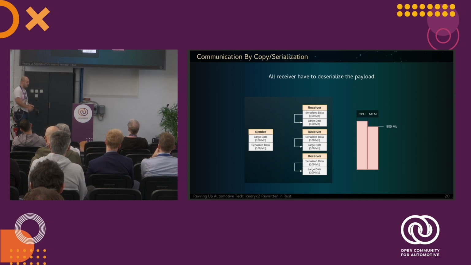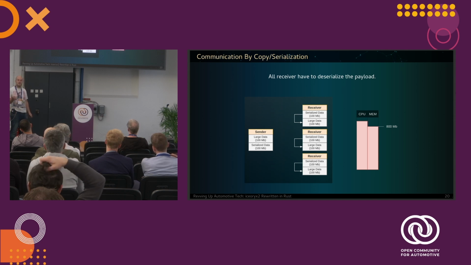Now we are at 800 megabytes of memory, and we also keep the memory on the sender side just to make sure that when a new receiver comes up and says, I'm also interested in data, can you please deliver this to me? You have to be able to, let's say, deliver it quickly. So therefore, you have to keep it there.